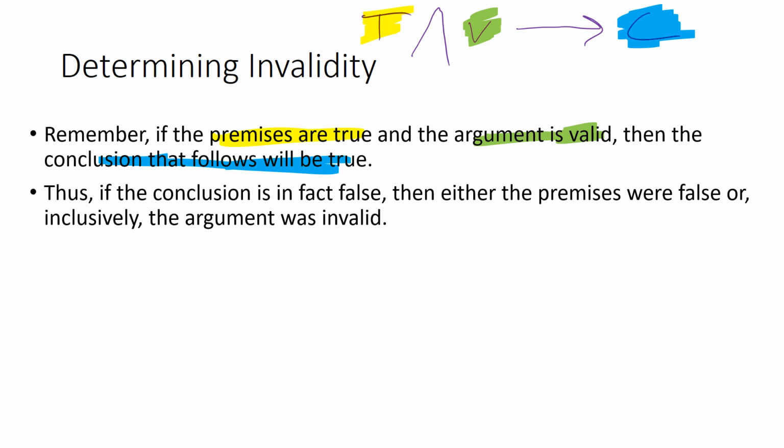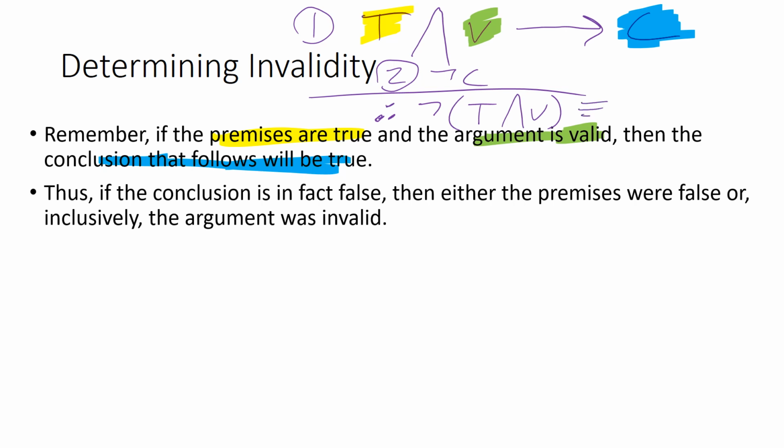So we have our first premise here: T and V implies C. Second premise, not C, therefore not (T and V). But by De Morgan's law, that's equivalent to not T or not V. So this right here, not T or not V, is equivalent to this: the premises were false or the argument was invalid.